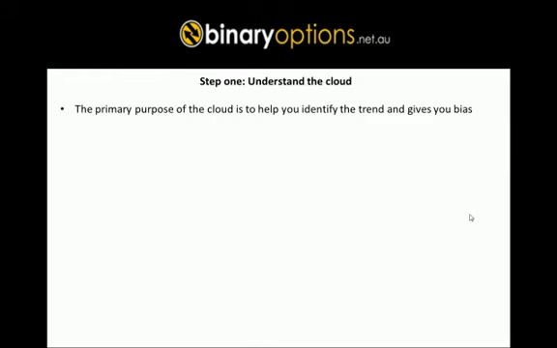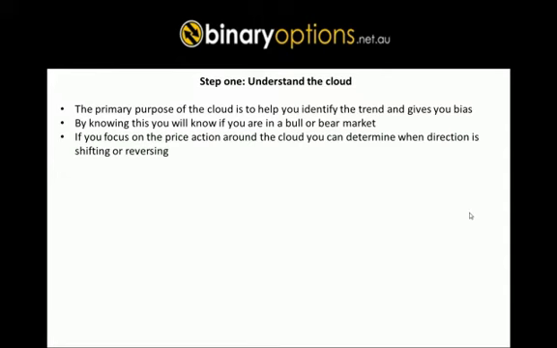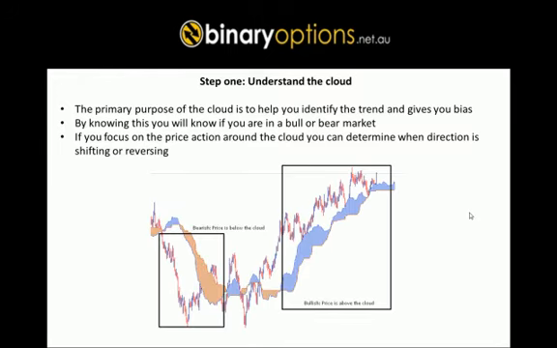The primary purpose of the cloud is to help you identify the trend and gives you a bias. By knowing this, you will know if you're in a bull or bear market. And if you focus on the price action around the clouds, you can determine when direction is shifting or reversing. Also, by knowing if you are in a bull or bear market, you will know either to look for short setups or long setups, or setups to buy puts in a bear market or setups to buy calls in a bull market. So this is how the cloud looks like.